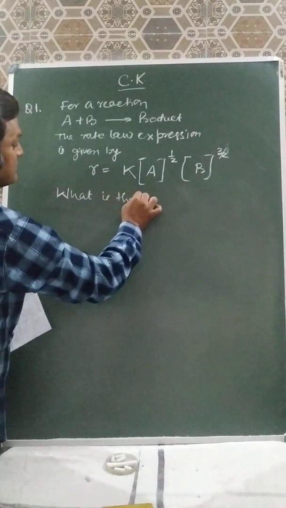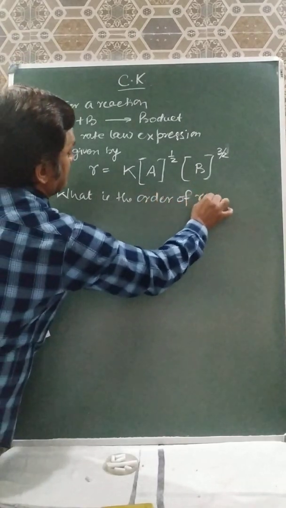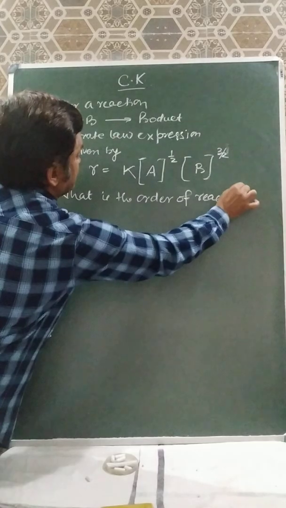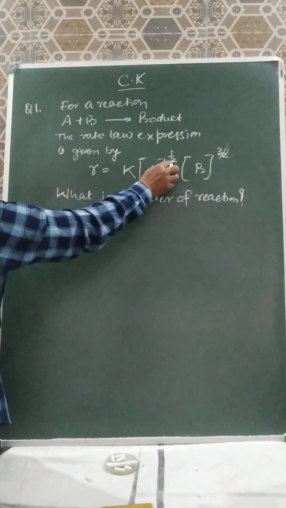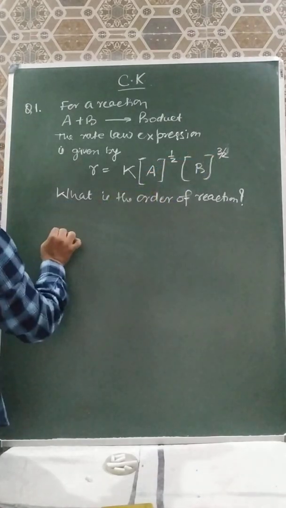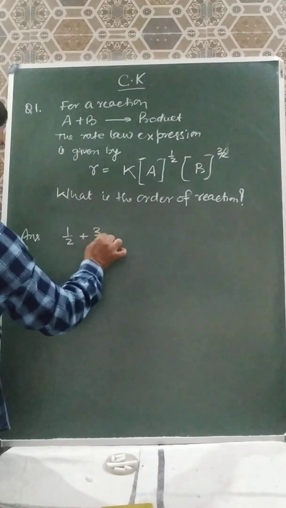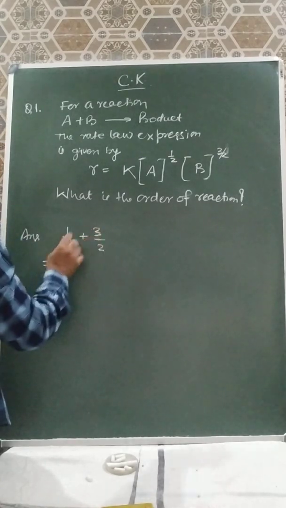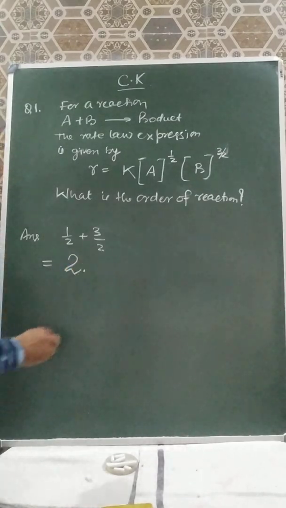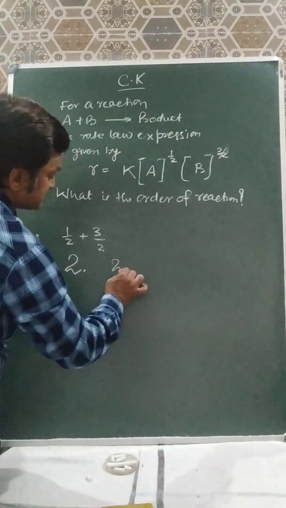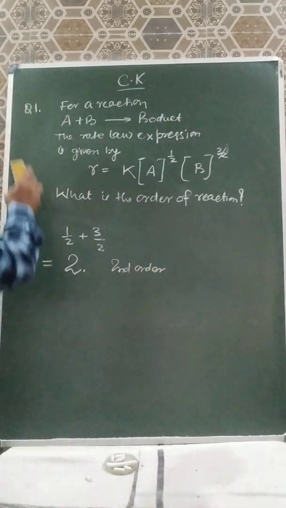Order is equal to half plus 3 by 2. Answer is equal to half plus 3 by 2, that is 4 by 2. That means the answer is second order. That is second order. Next question.